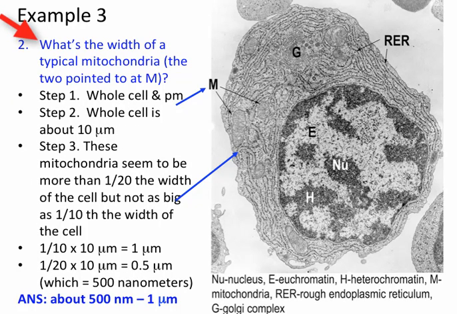What's the width of a typical mitochondrion? Step 1, the whole cell, about 10 microns, and the plasma membrane, about 10 nanometers. The mitochondrion is closer in size to the whole cell, which is about 10 microns. These mitochondria, step 3, seem to be more than 1/20th the width of the cell, but not as big as 1/10 the width of the cell. So 1/10 times 10 microns is about 1 micron, or 1/20th times 10 microns is about 0.5 microns. So the answer would be about 500 nanometers to 1 micron.